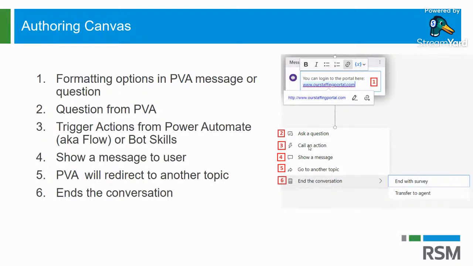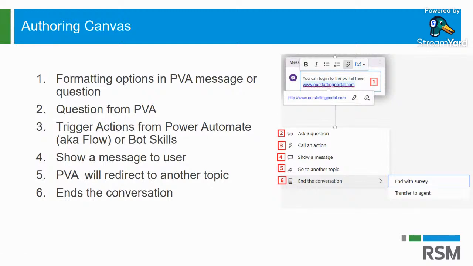If you can't do it with Power Automate Flow, then maybe you will use some of those options in the bot framework. Showing a message, that's really just that. We're not capturing any responses from the users. We can go to another topic, right? That's number 5 here. Go to another topic. So I'm just redirecting the user to a different topic.